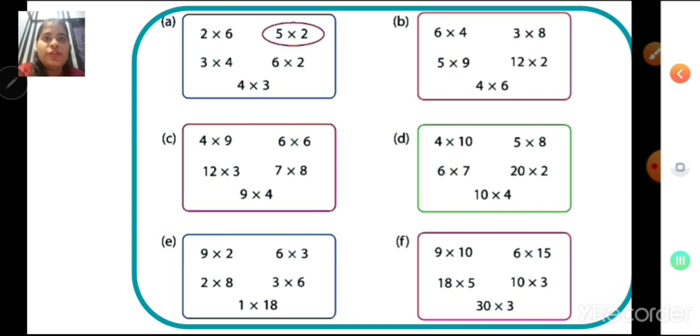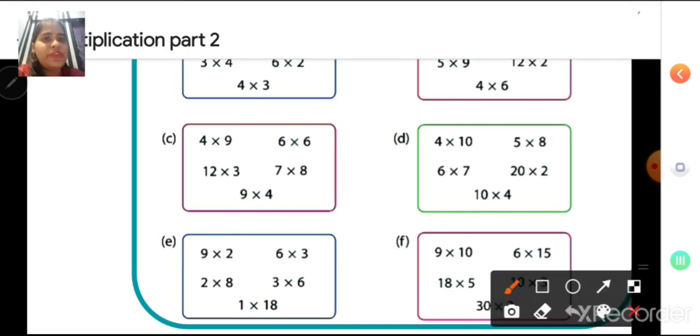Now let us move on to B1. Now 6 4s are. What is 6 4s are? 24. 3 8s are 24. 12 2s are 24. 4 6s are 24. 5 9s are. What is 5 9s are? 45. Correct. So this is the odd one out. So we have to circle 5 9s.